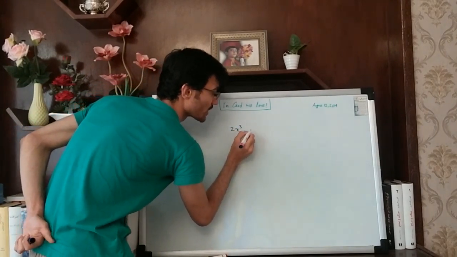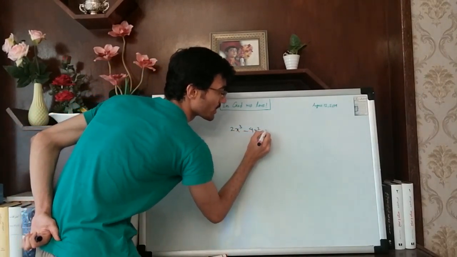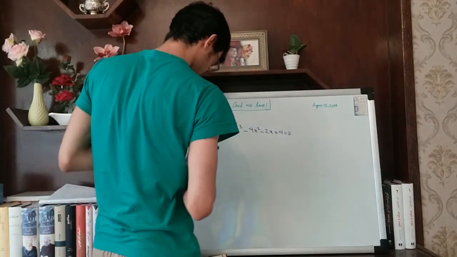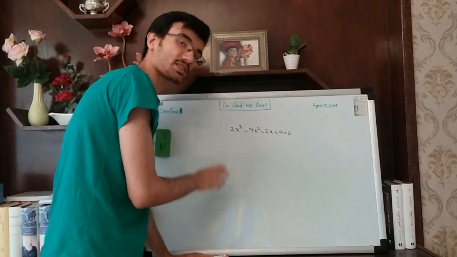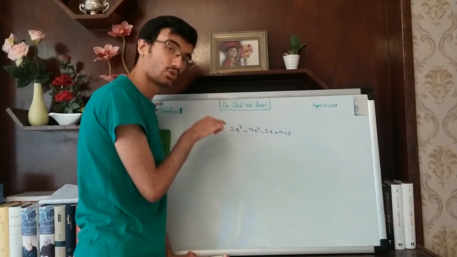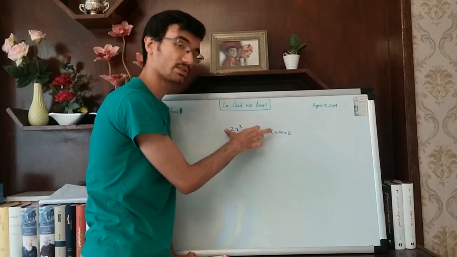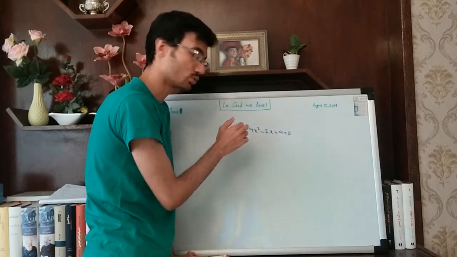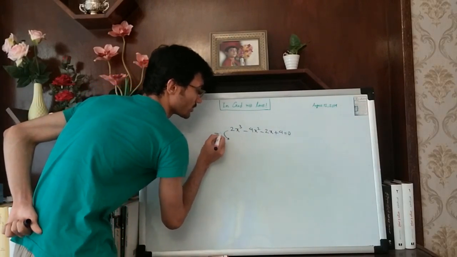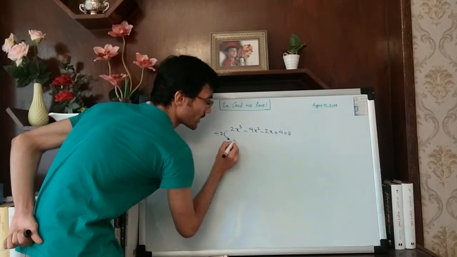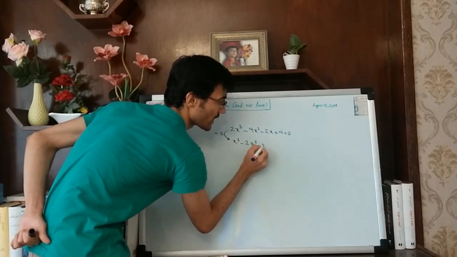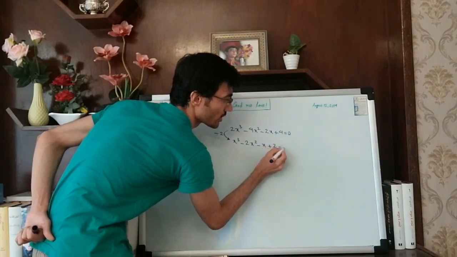2x cubed minus 4x squared minus 2x plus 4 equals 0. In this example, the coefficient of x cubed is not 1, but we can change it into 1 by dividing both sides of this equation by 2. Divided by 2, x cubed minus 2x squared minus x plus 2 equals 0.